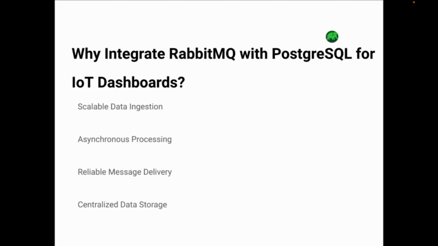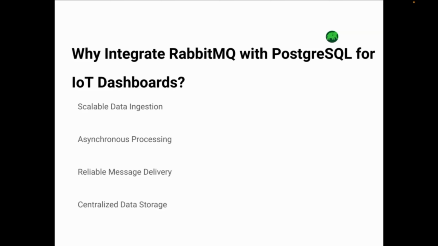Think of RabbitMQ as a control center that handles data flow and makes sure that PostgreSQL can keep up, even if there is a huge spike in data from your IoT devices. Next up, asynchronous processing. This is a big one because with IoT, data doesn't always need to be processed immediately. RabbitMQ lets us process messages asynchronously, meaning that data can be ingested, queued, and processed later when resources are available. This makes the system more flexible, even if the database is busy with other tasks.